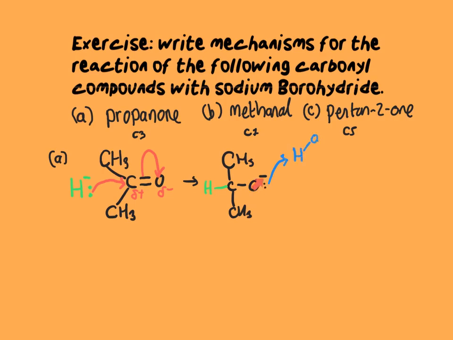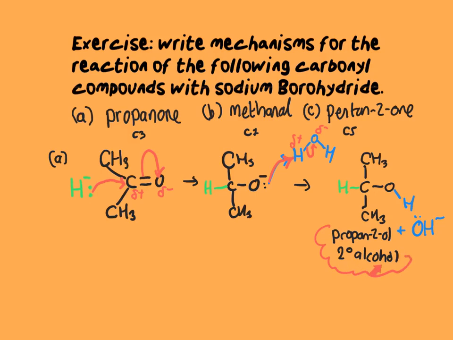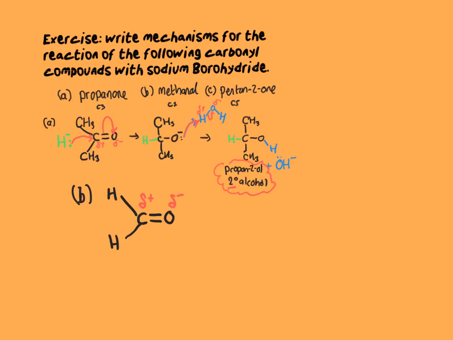This pair of electrons now is donated to the hydrogen in a water molecule. And don't forget that if a pair of electrons is moving to the hydrogen, this bond also has to break and the pair of electrons from this bond move onto the oxygen. The resulting molecule, as you can now see, the oxygen has gained a hydrogen atom here from water. The hydrogen that came from the sodium tetrahydroborate is attached here. And the resulting molecule is an alcohol, a secondary alcohol, propan-2-ol. Don't forget the rest of the water molecule, which is left as a hydroxide ion.